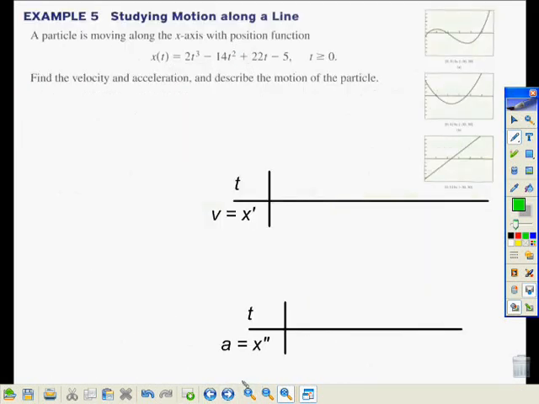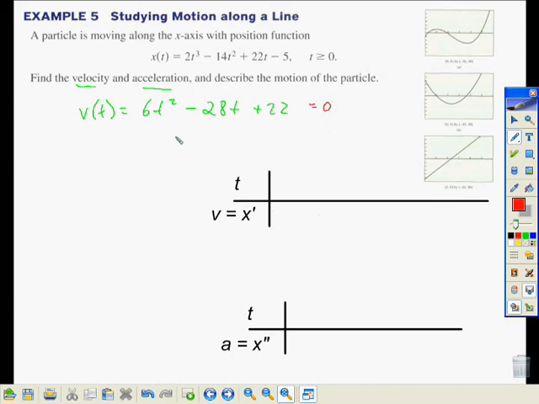Okay, motion along a line. Remember, we're connecting velocity and acceleration with our position function. And so we're looking at the derivatives of this. So my velocity of this would be my x prime here. So 6t squared minus 28t plus 22. That's my velocity. Now if I wanted to find maximums and minimums, I'm going to set that equal to 0.